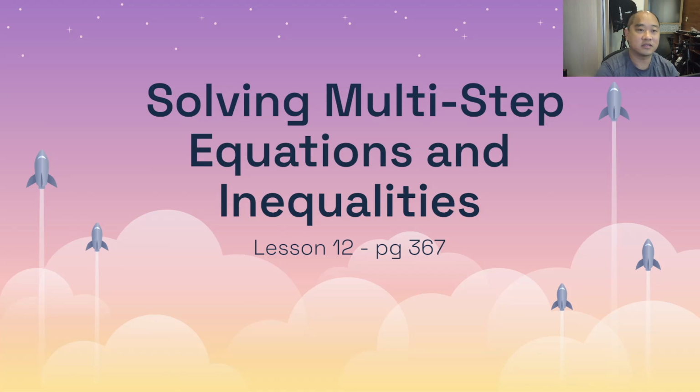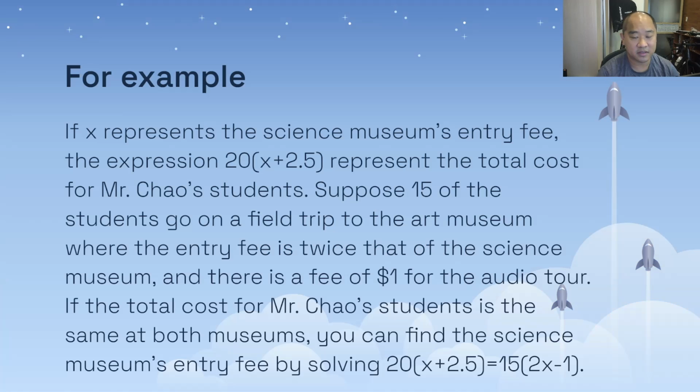Solving multi-step equations and inequalities. So a multi-step equation is something that takes multiple operations of undoing to get the variable isolated. So let's take a look at an example of what that means.